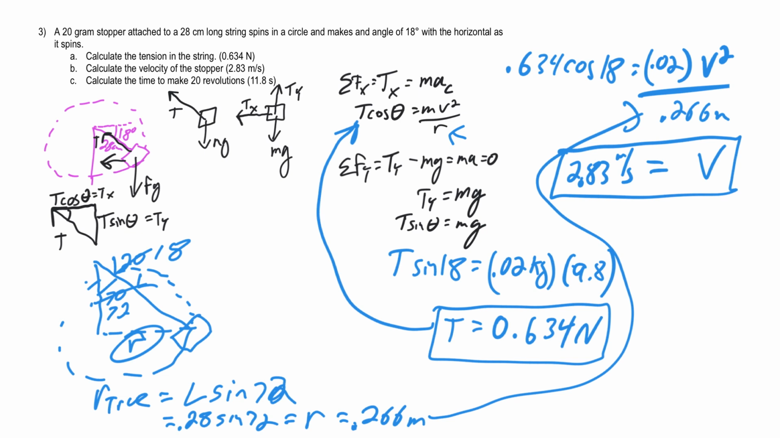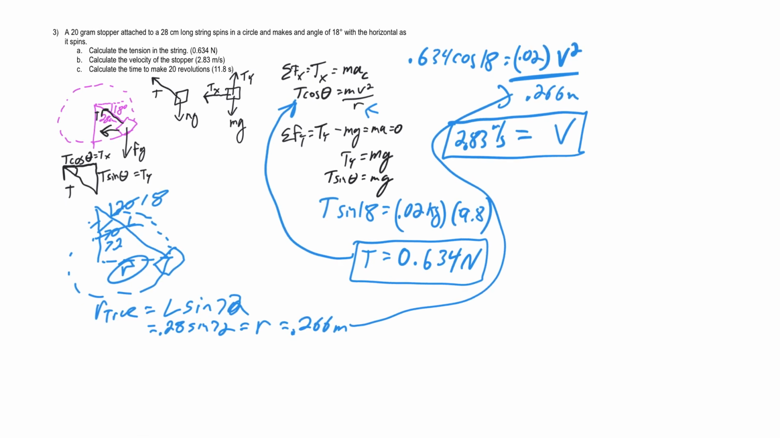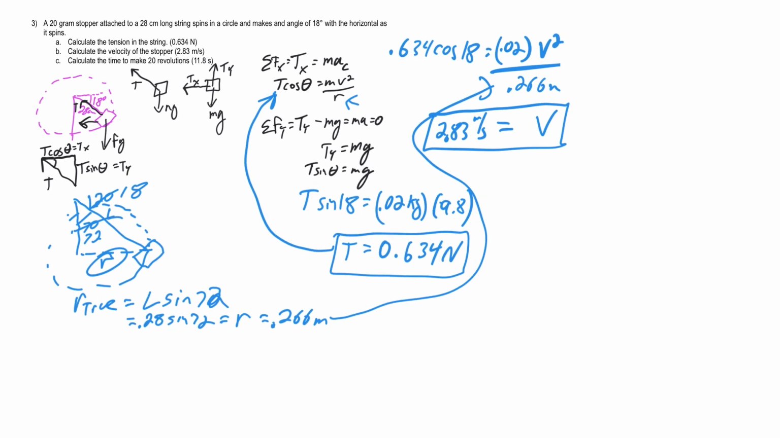All right, how long does it take for 20 revolutions? So whenever you see this type of problem, you really want to go down to our base definition of velocity. So in other words, remember velocity equals distance over time. And in this case, it's 2 pi r over t, because the distance for one revolution is going to be one circumference, right?